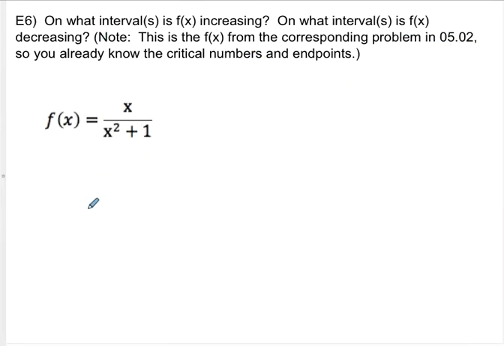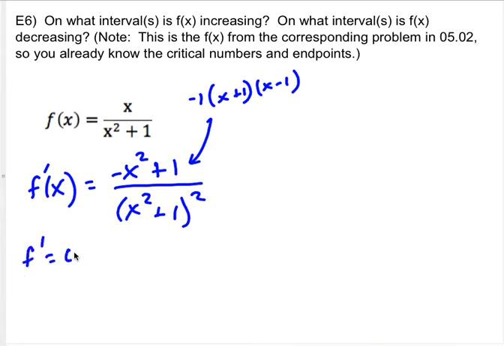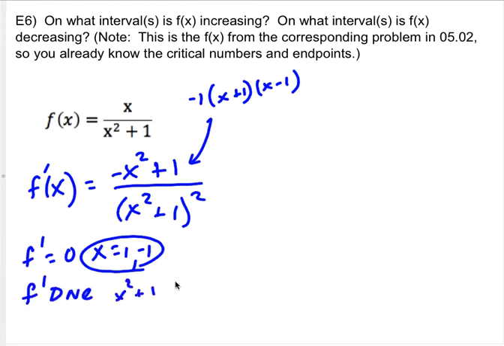So we've already done this derivative before, but we'll go ahead and walk through and find our critical numbers again. Low d high minus high d low. So I end up getting negative x squared plus 1 on top of x squared plus 1 quantity squared. What we figured out last time is that this numerator is actually negative 1 times x plus 1 times x minus 1, meaning that my critical numbers, when f prime is 0, are at x equals 1 and negative 1. There are no places where f prime does not exist because x squared plus 1 is a positive number. It can't ever be 0.